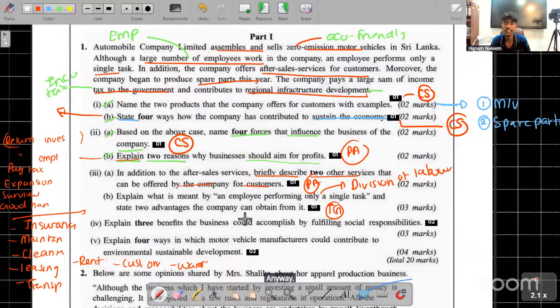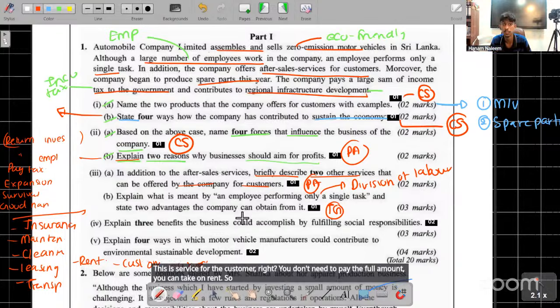We can give cars for rental. This is a service for the customer, right? You don't need to pay the full amount, you can take on rent. So there's a service for the customer, right?